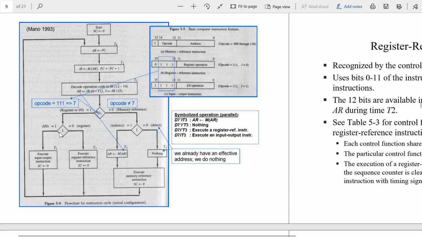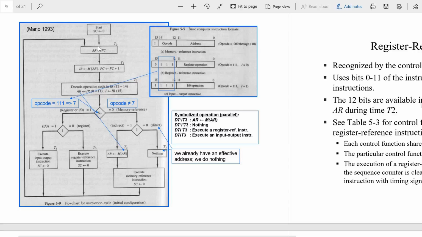Next slide. After identification of the input output instruction, execute that particular instruction. After execution, timing signals T0, T1, T2 decoding is completed. Coming to T3, we are doing the same procedure, just identification of the instruction, not any execution. Here we check whether it is register reference or memory reference, in this case IO reference or register reference. If it is an input output instruction, just execute the particular instruction. Again the sequence counter goes to 0, and the transition goes to the initial state.